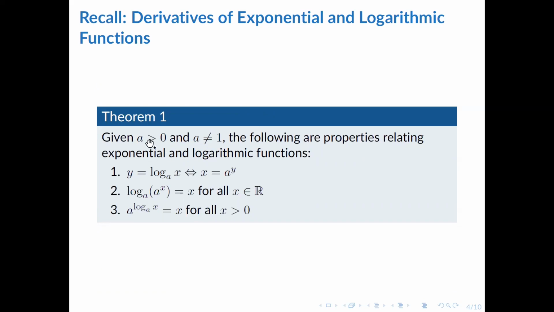For the given a, positive and not equal to 1, we have the following properties. These two, number 2 and 3, are the important properties of log and exponential. They tell you that both of them are inverses of each other, which means they undo the operation of the other. And if you know both of these, you can derive the first identity, which tells you that y is equal to the log of x with base a if and only if x is equal to a to the power of y.